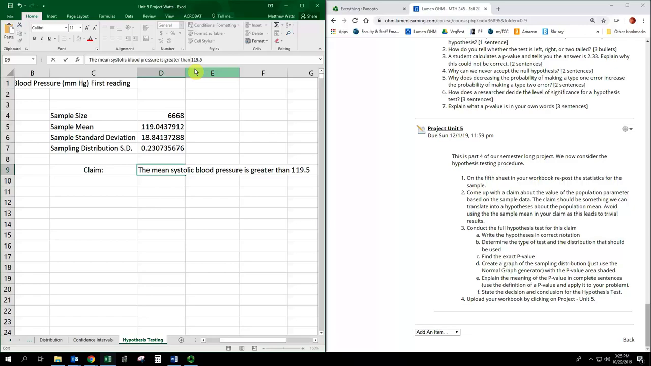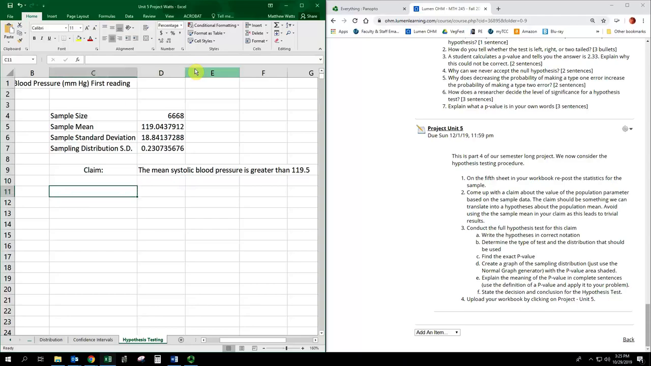And again, the number, you shouldn't pick 119.5 either, because you should be picking a number based on your data set and your sample mean and that kind of thing. So remember, the number you cannot use is the sample mean itself. But your number may be very close, right? Mine is pretty close to the sample mean. All right, so I've got that.